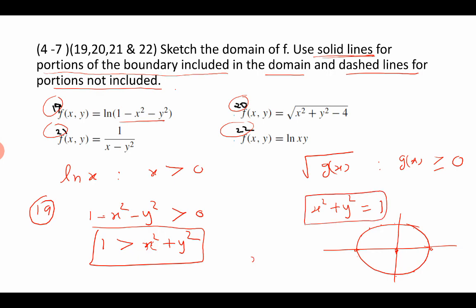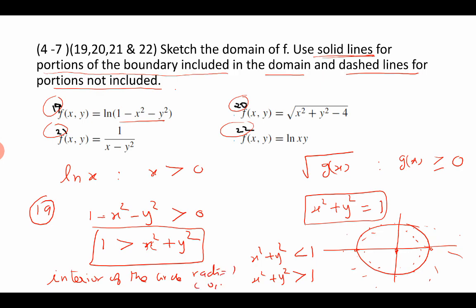But when we write x square plus y square is less than 1, we are talking about the interior of the circular disc whose radius is 1. When I write x square plus y square is greater than 1, you are talking about the exterior of the circle. So in this case, our answer is the interior of the circle whose radius is 1 and center is the origin. We have no equality here.